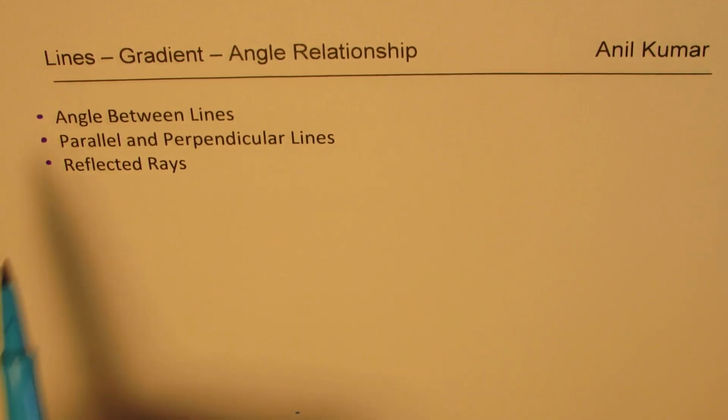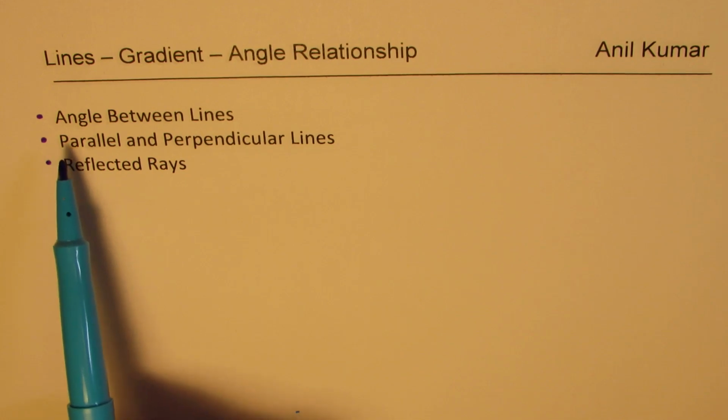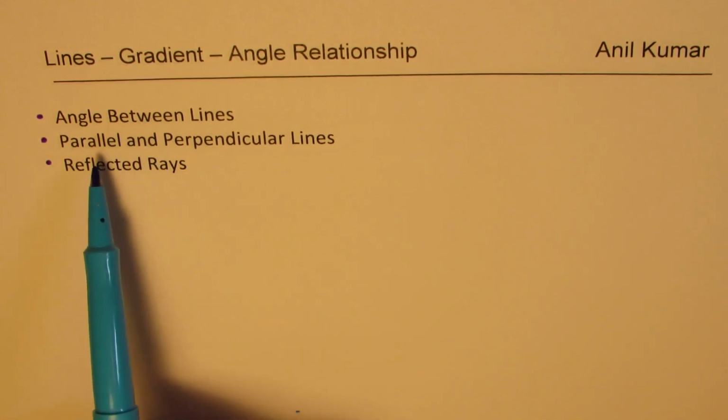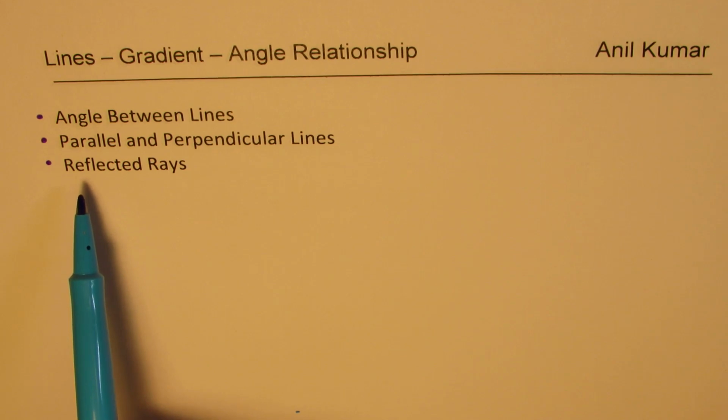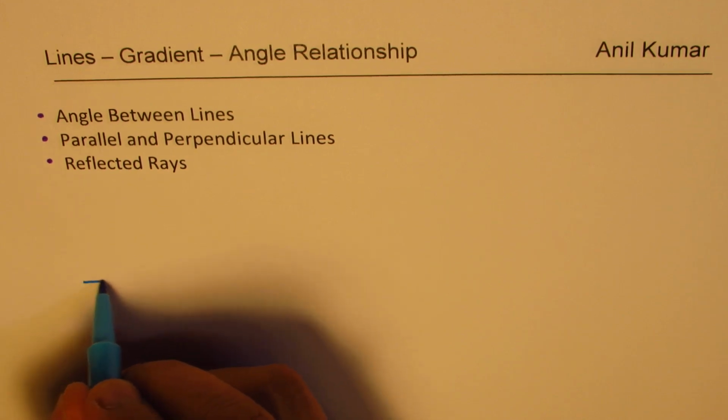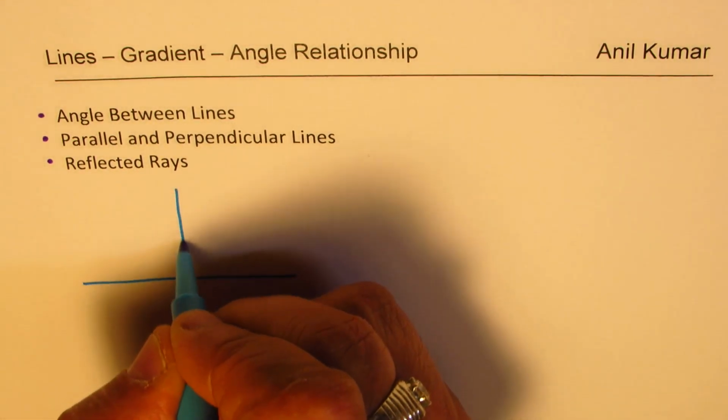We're talking about gradients and relating the slope with the tangent of an angle. In this video, we are going to discuss three important aspects. One of them is angle between lines. Now from here, we'll derive an expression for parallel and perpendicular lines. We'll also look into reflected rays. And then we'll take some examples which are very critical from test point of view.